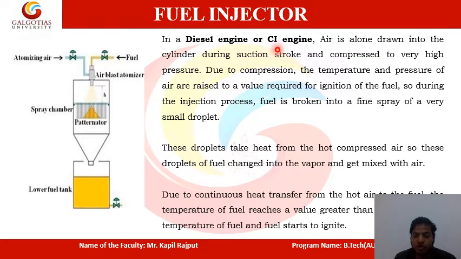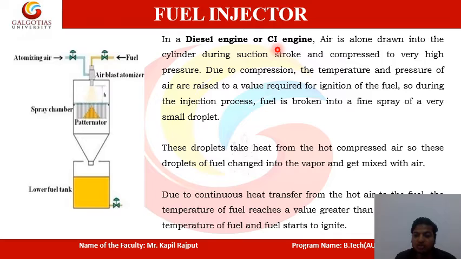the fuel. So during the ignition process, fuel is broken into a fine spray of very small droplets, and the fuel is sprayed. These droplets take heat from the hot compressed air. So this droplet of the fuel changes into vapor and gets mixed with air. So this droplet will convert into vapor as it takes the heat because of the high compression of the air, and simultaneously mixes with the air.